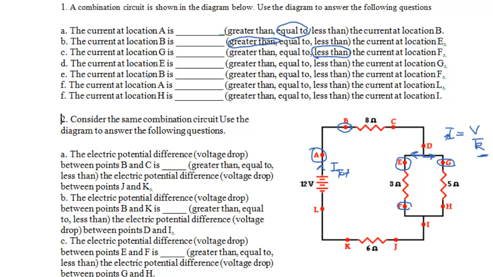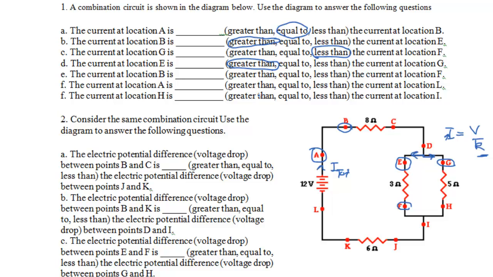Now let's look at question D. The current at location E, is it greater than, or equal to, or less than the one at G? So this is the same question, but the other way around. Since again the current through E will be the current through the 3 ohm resistor, it will be greater than the current that goes through G, because the 3 ohm resistor is smaller than the 5 ohm, so it will take greater current. So this will be greater than the current through G.